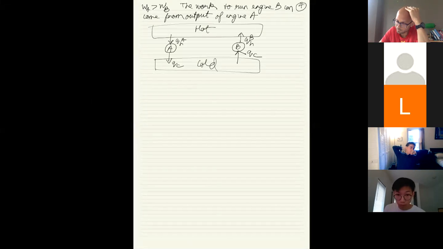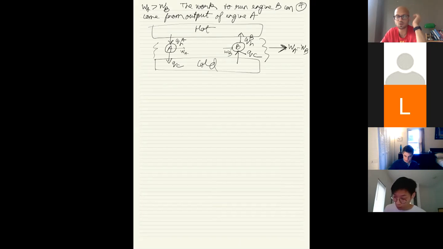And what is the net effect? The net effect, as Noel pointed out, is it was doing WA work, but you are using only WB over here. So the net effect is that this system will still be able to do WA minus WB work overall, because not all of the work is accounted for.